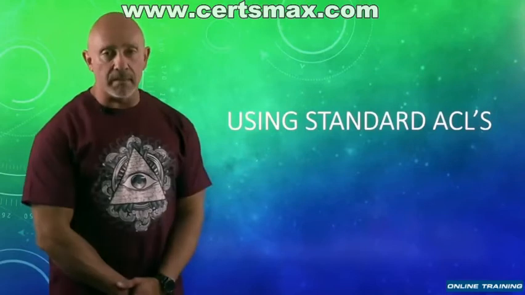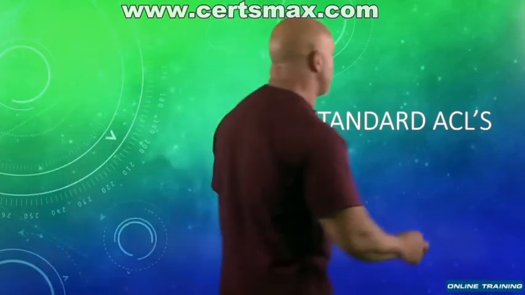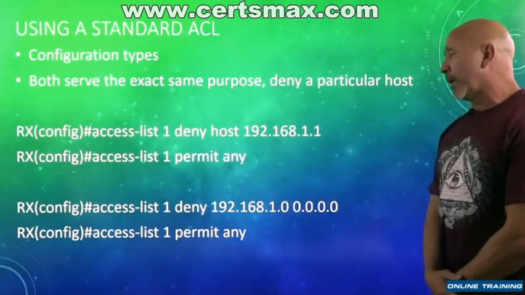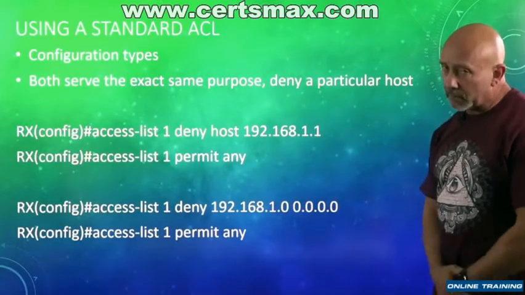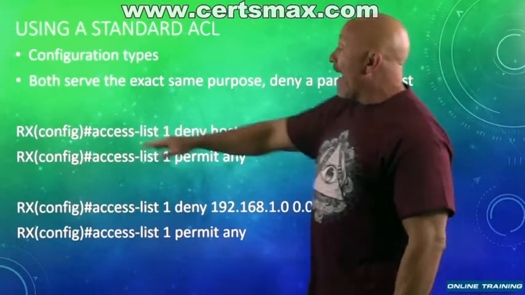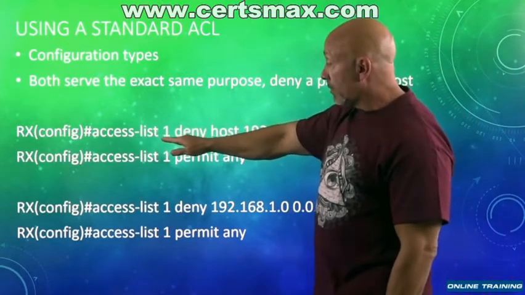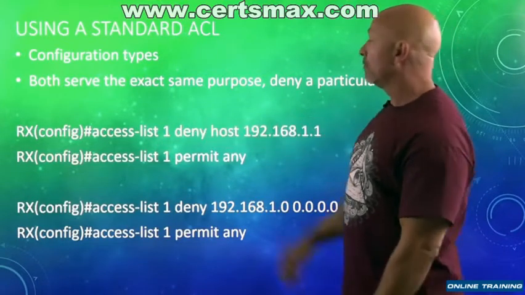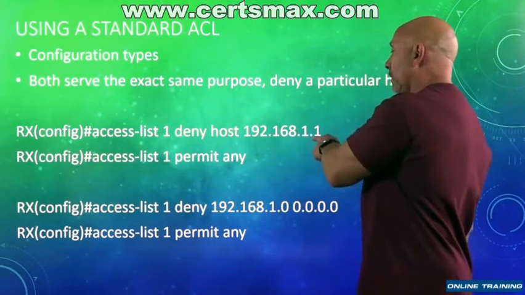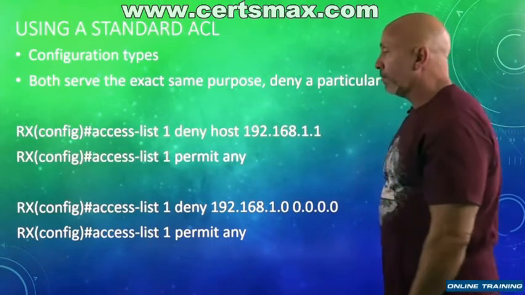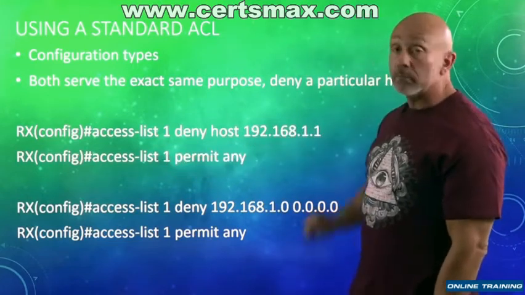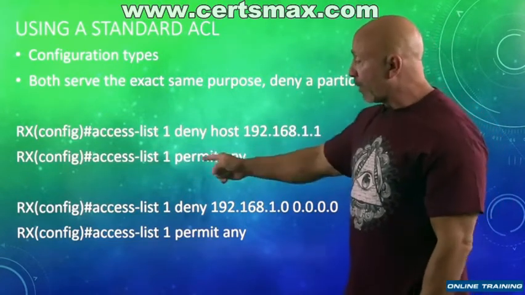Alrighty, using standard ACLs, we're going to start creating these things, right? But before we do, there's the commands right there. This is how you create a standard access list. Access list 1, then what are you doing? Permitting or denying? We're denying a host. Which host? This host. And then you finish it off with access list 1, permit any. Okay, you have to have the permit. Remember, I said that in the previous lecture, in the introduction.